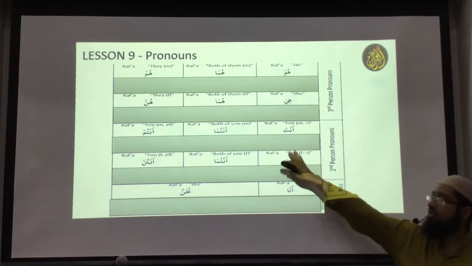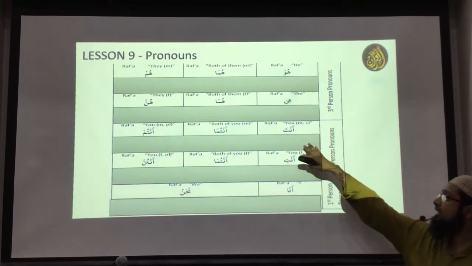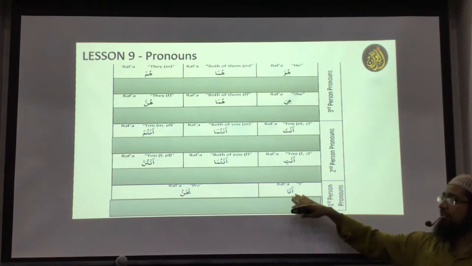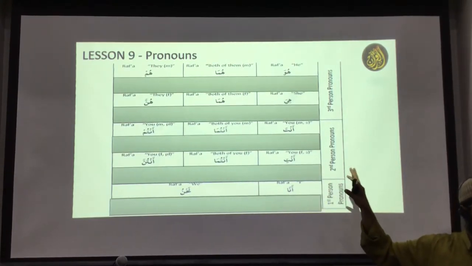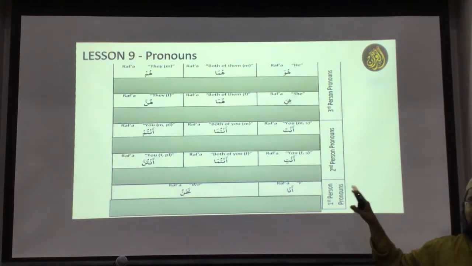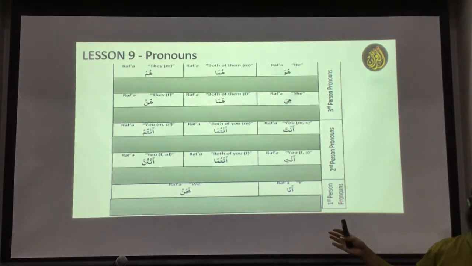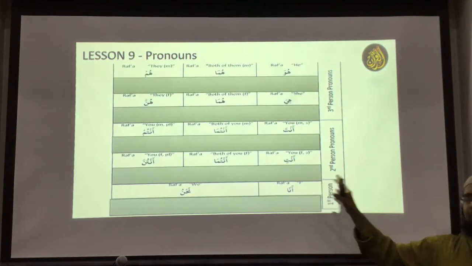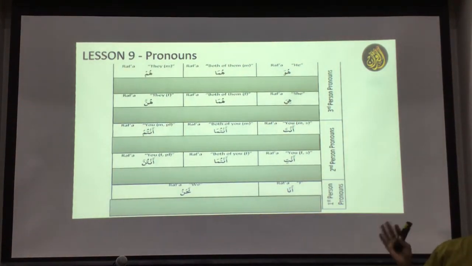So all these words, 6, 9, 12 and 14, these 14 words, you know the meaning, you know their status, you know their number, you know their gender, and you know their type. So all four properties you know from this chart. And you must memorize this one, okay? Once we do this, we will see the attached version of this. So the independent version is always rafa. The attached version could be nasab or could be jar.